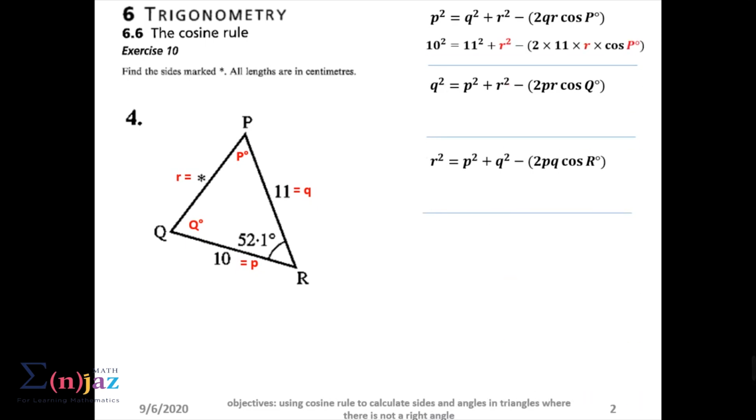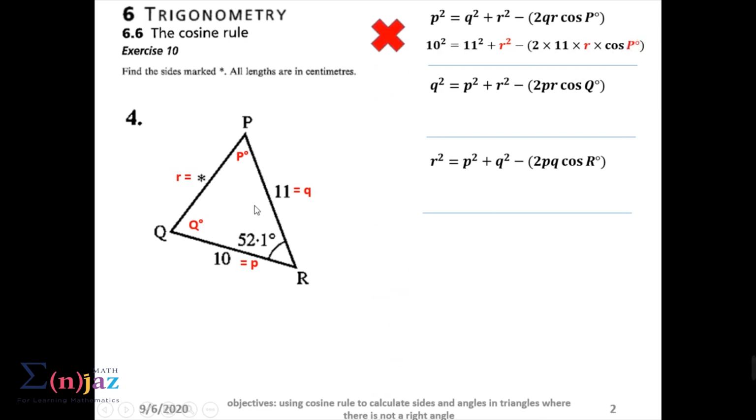Now let's substitute. If you look at first, P small is 10. So 10 to the power of 2, and Q is 11. 11 to the power of 2 plus side R is unknown, so R to the power of 2 minus 2 times 11 times R times cosine P. If you have a look here, I have two unknowns, angle P and side R. So I can't use this equation. This equation cannot be solved.